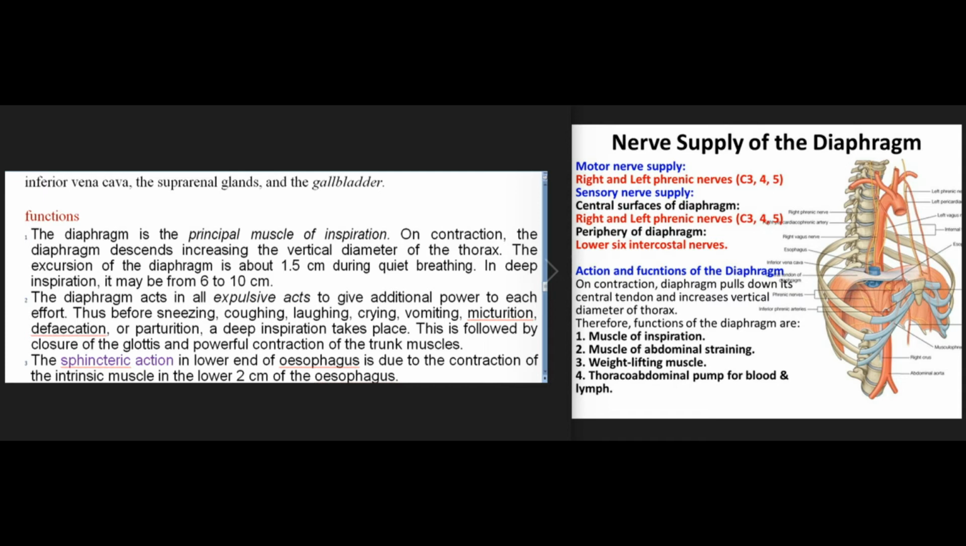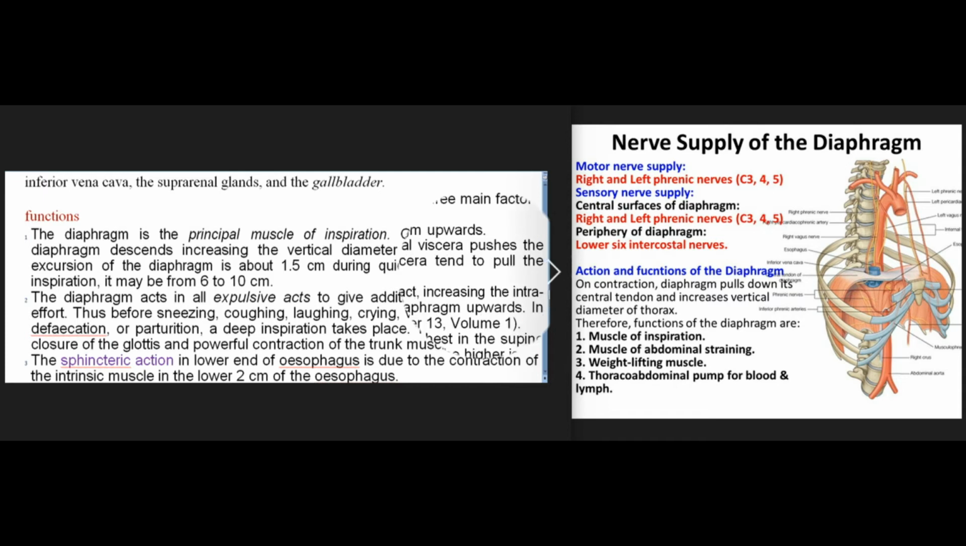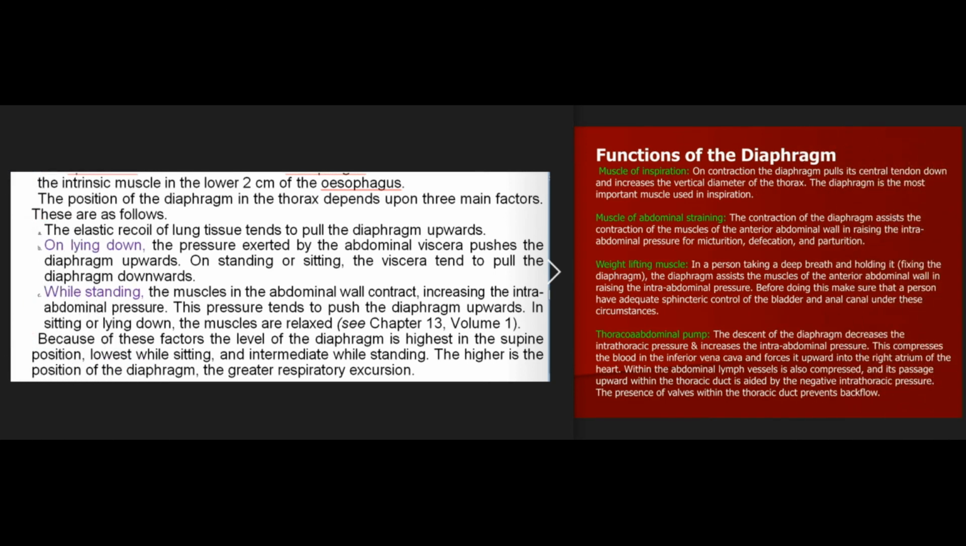2. The diaphragm acts in all expulsive acts to give additional power to each effort. Thus before sneezing, coughing, laughing, crying, vomiting, micturition, defecation, or parturition, a deep inspiration takes place. This is followed by closure of the glottis and powerful contraction of the trunk muscles. 3. The sphincteric action in the lower end of the esophagus is due to the contraction of the intrinsic muscle in the lower 2 centimeters of the esophagus.